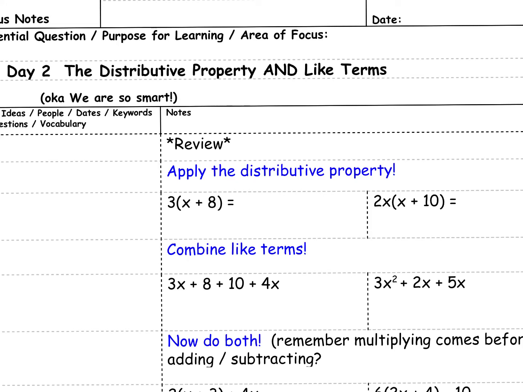Today we're going to continue practicing with combining like terms and that distributive property and putting everything together. So to start off, we have 4 problems on top. This whole section up here, this is all review. Review means it's all stuff we know, so I want you to try these on your own.